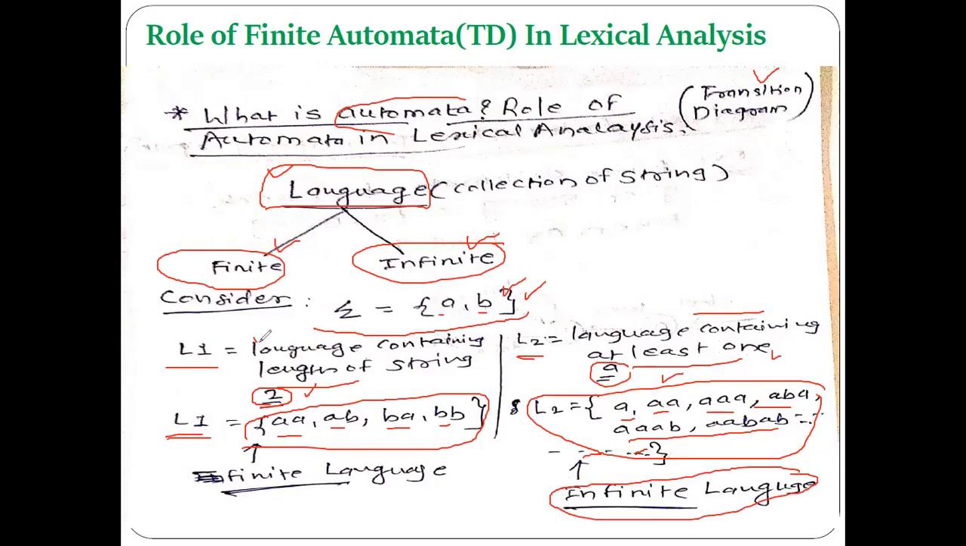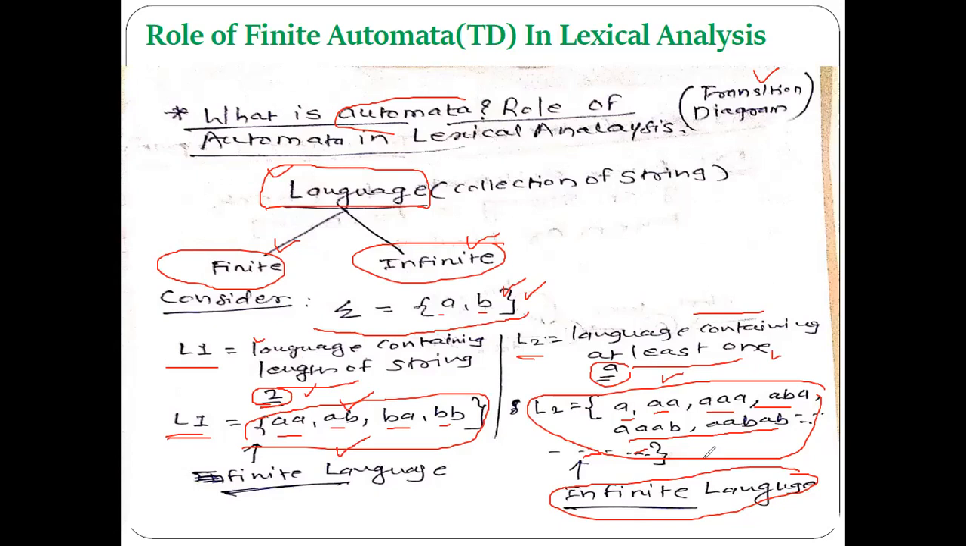But related to the language containing strings of length 2, only 4 combinations we can have. You can check it out. None other than 4 combinations we can have here. Only 4 combinations, like AA, AB, BA, BB. So there are finite combinations. That is the reason we are calling this language a finite language.